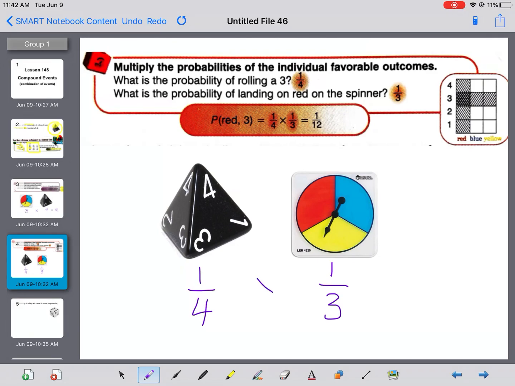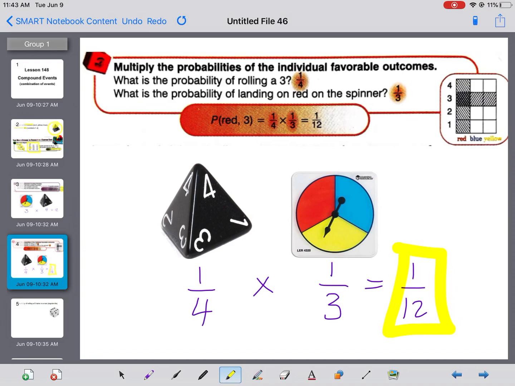And what you can actually just do is some fraction multiplication. This really connects to that fundamental counting principle. You multiply these together, and you automatically get the probability of your compound event, right? 1 times 1 is 1, 4 times 3 is 12. You get 1/12 as your final probability.